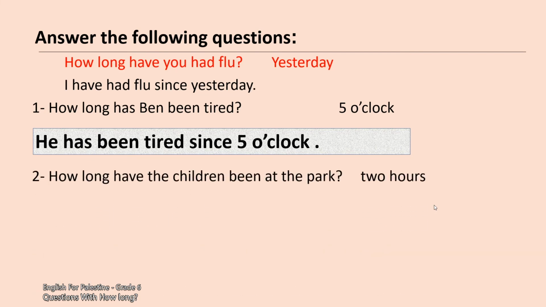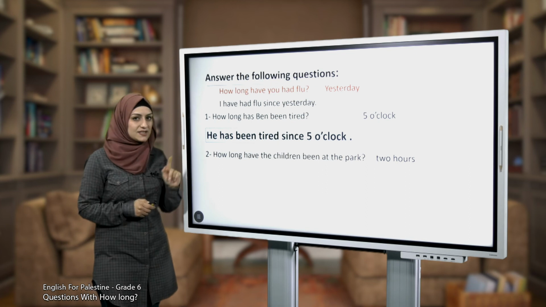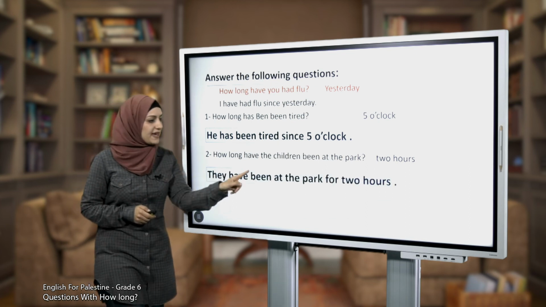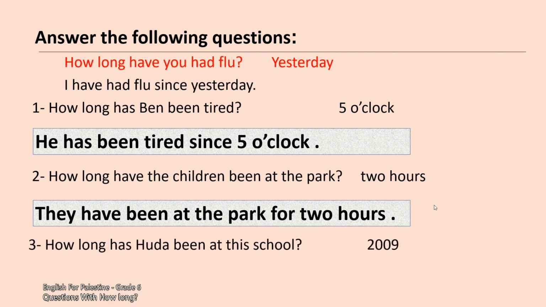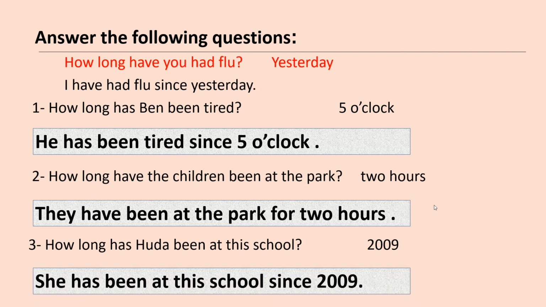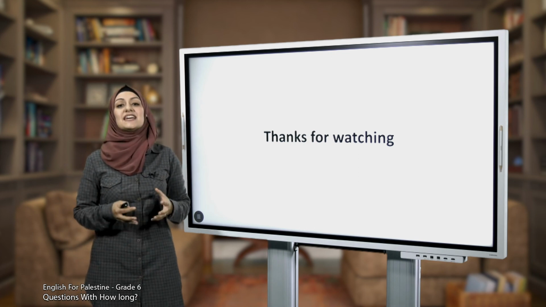Let's look at this question. How long have the children been at the park? The answer is 2 hours. Can you give me the answer? Yes? Okay, let's try together. They have been at the park for 2 hours. Very good. The last question. How long has Huda been at this school? 2009. She has been at this school since 2009. Very good.